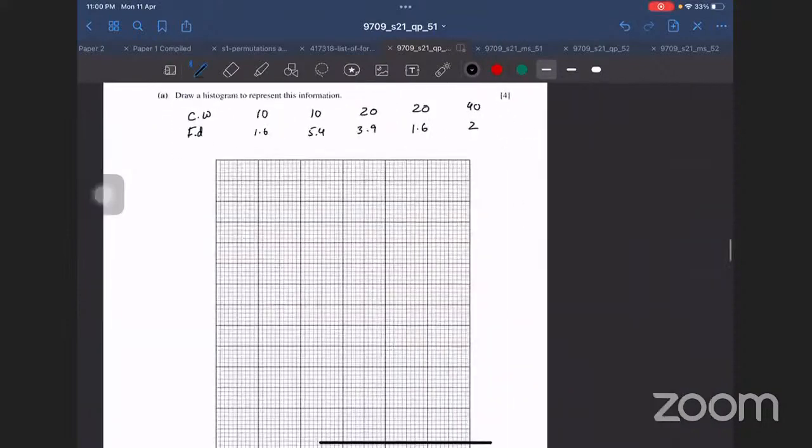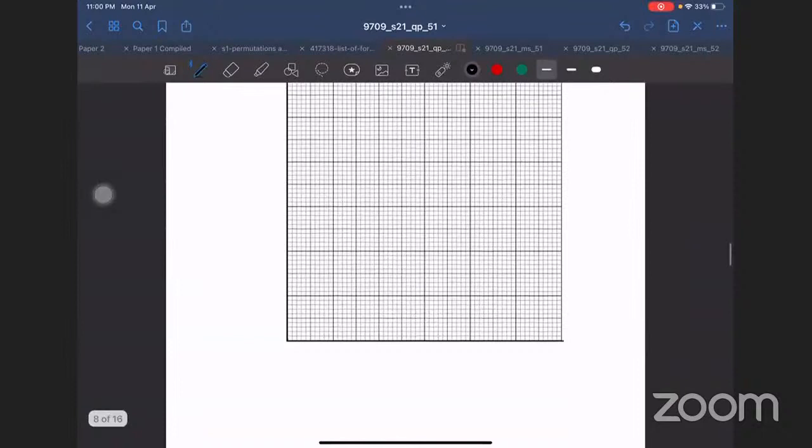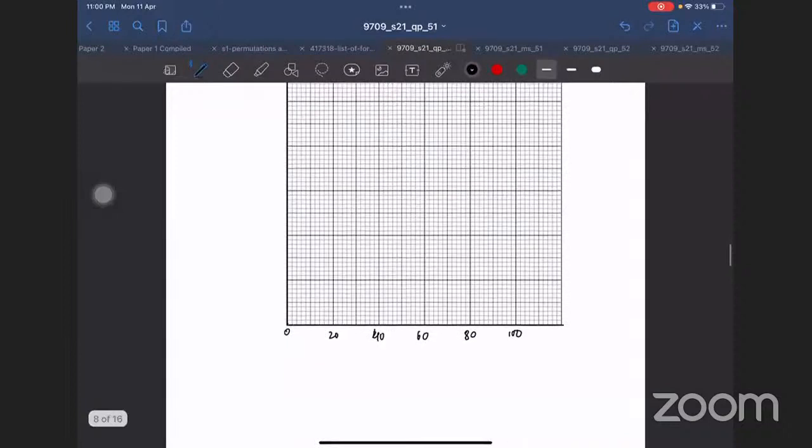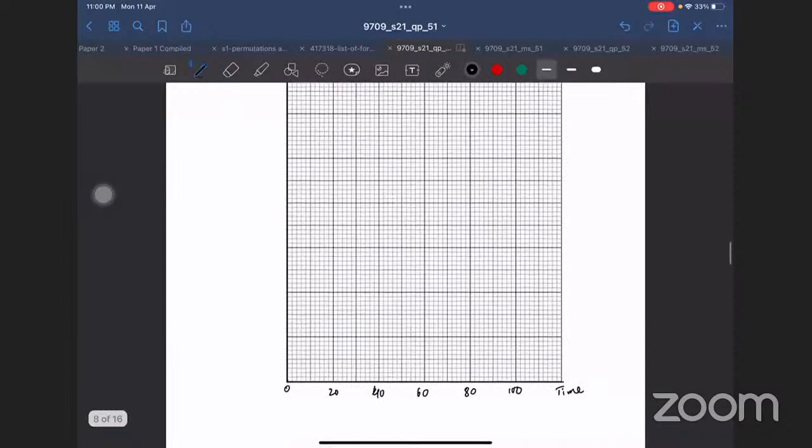Now, drawing these on a histogram, I have this much space. So I'm going to draw my axis. My horizontal axis goes from 0 to 100. So I'm going to label 0, 20, 40, 60, 80, and 100. This is the data and time. My vertical axis goes up to 5.4. So I'm going to say 1, 2, 3, 4, 5, 6.